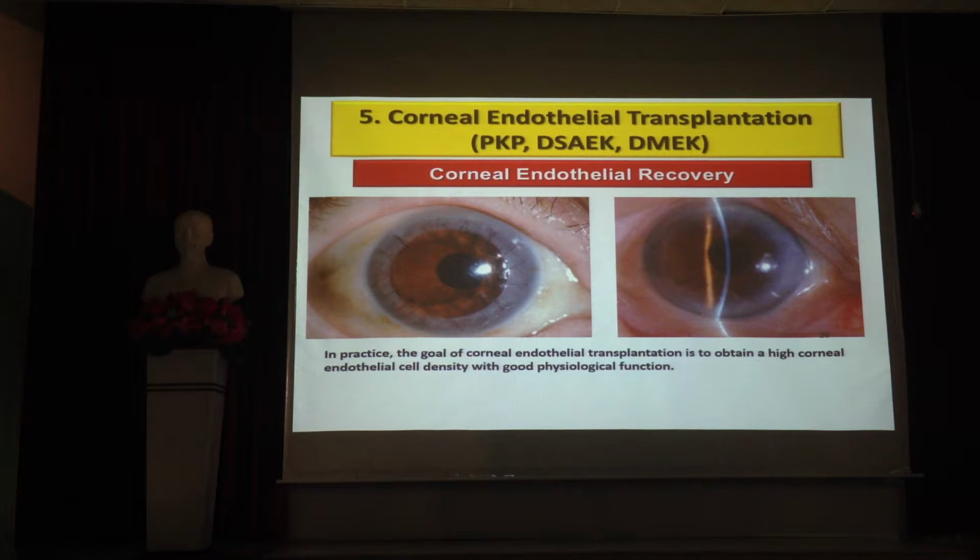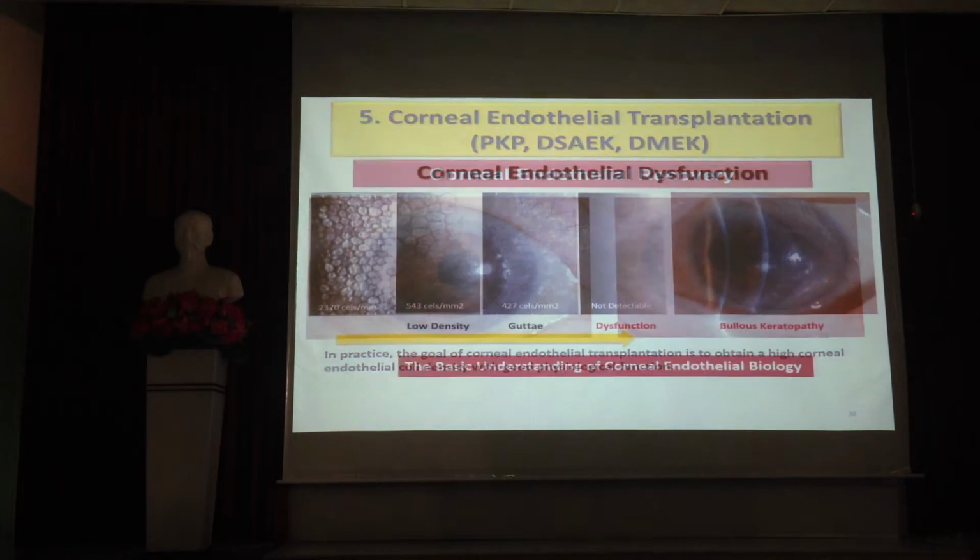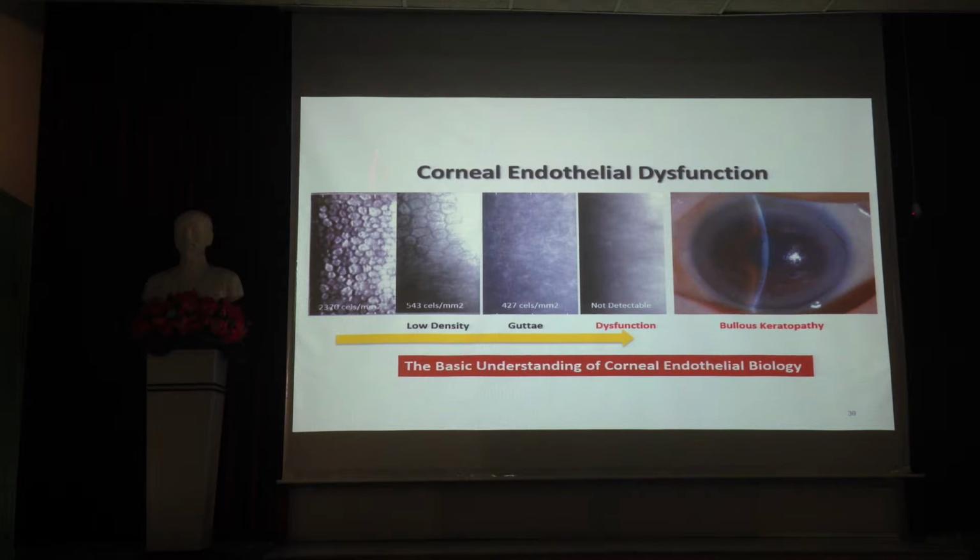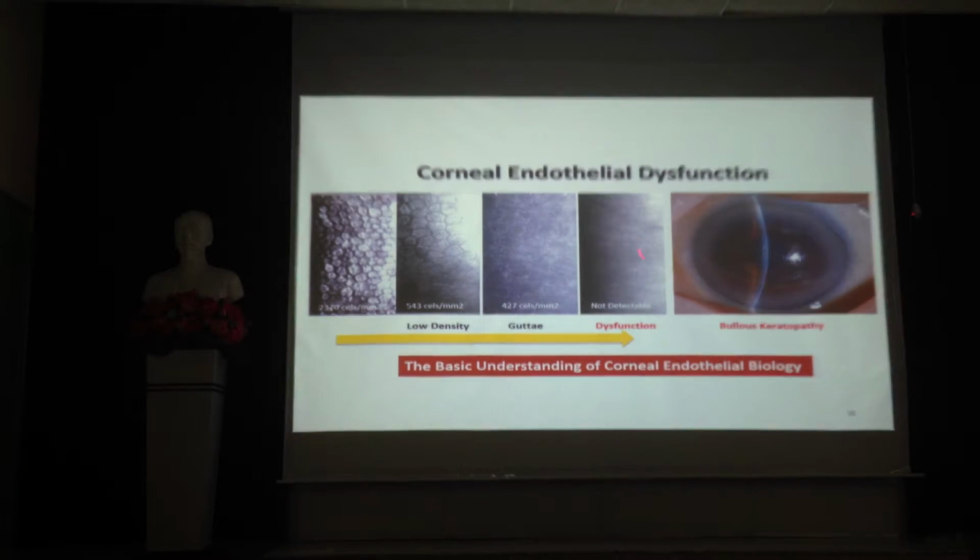I will talk a bit about corneal endothelial transplantation also. In practice, the goal of corneal endothelial transplantation is to obtain a high corneal endothelial cell density with a good physiological function. So this is a usual decay after, for instance, corneal transplantation. Many endothelial cells with a low endothelial cell density. Eventually, they develop corneal guttae and then we couldn't see any image of the corneal endothelial cells. At that time, still the cornea is transparent, and then develops bullous keratopathy.